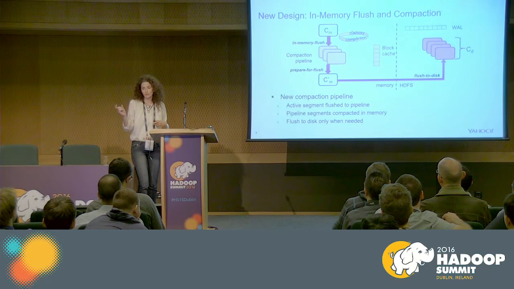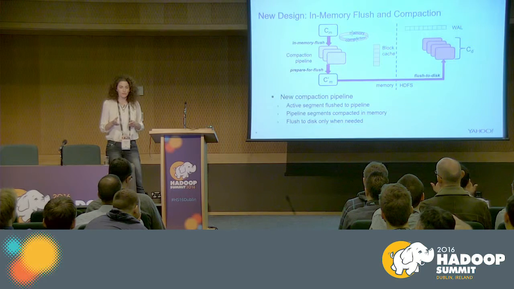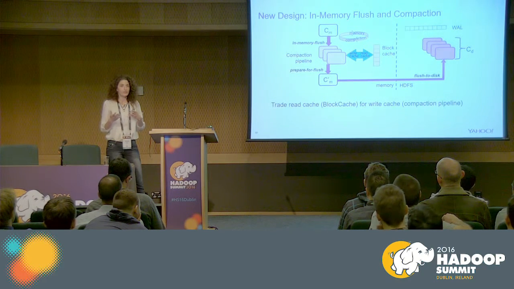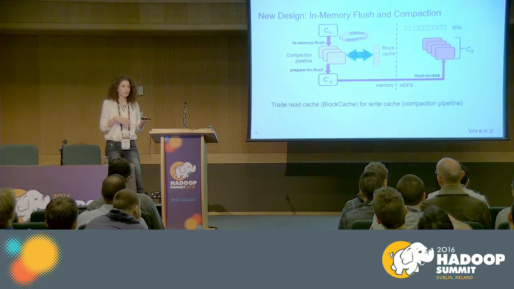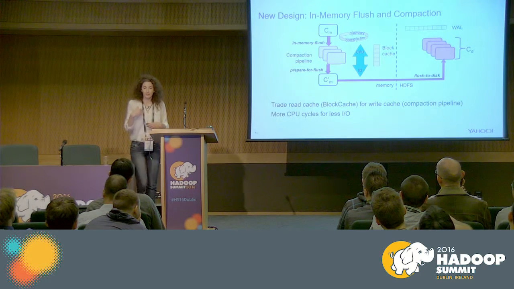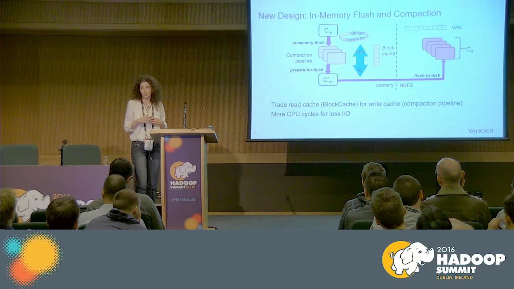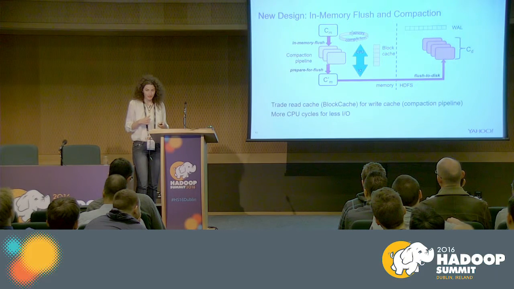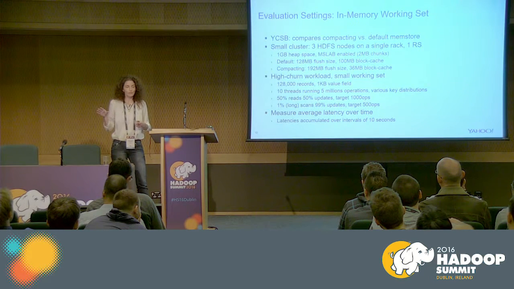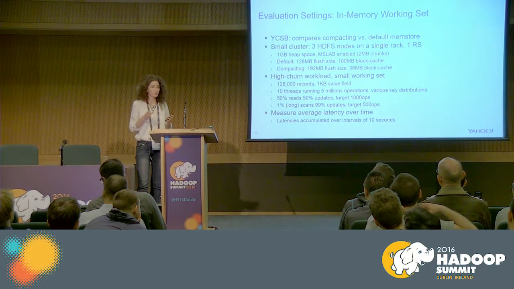So note that this means that we also had to refine the WAL truncation protocol to adjust to the new solution. So one way to look at the new solution is to see that it trades a smaller read cache for a bigger read-write cache, or that it trades many more CPU cycles for less I/O. Okay, and these two observations have caused us to evaluate the new solution in two main settings.